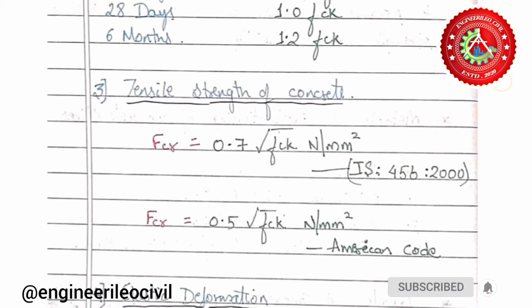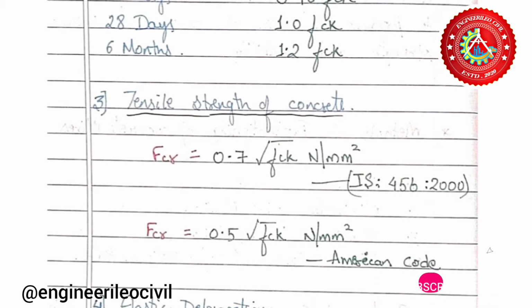Let's move forward to the tensile strength of concrete. The tensile strength of concrete is the flexural and split tensile strength, and it can be obtained as per IS 516 and IS 5816 respectively. The FCR, which is known as the flexural strength, is given by the formula 0.7 under root FCK, which is the characteristic strength in Newton per mm square according to IS 456. As per American Code of Practice, FCR is equal to 0.5 under root FCK Newton per mm square. Direct tensile strength is obtained by splitting test, generally by the formula FCT approximately equal to 0.6 FCR.